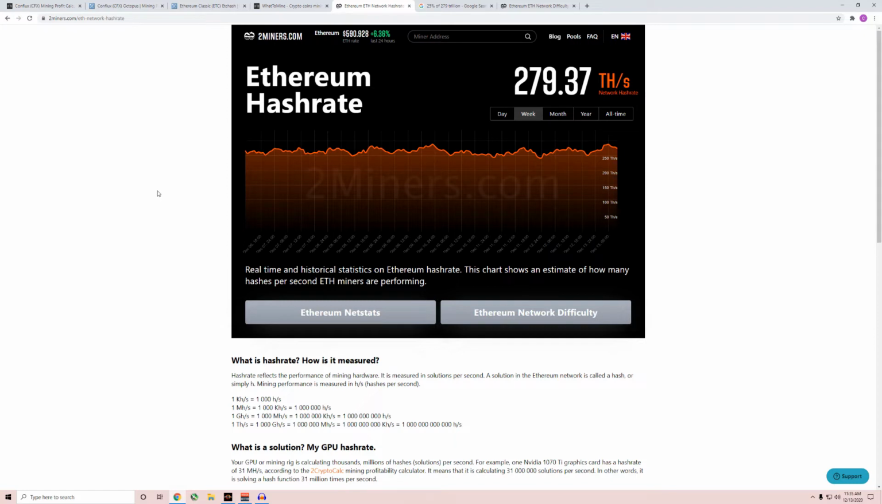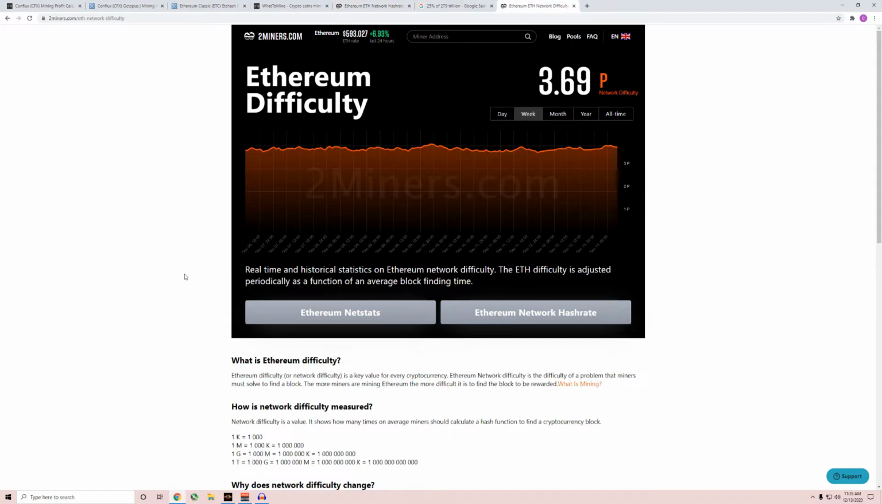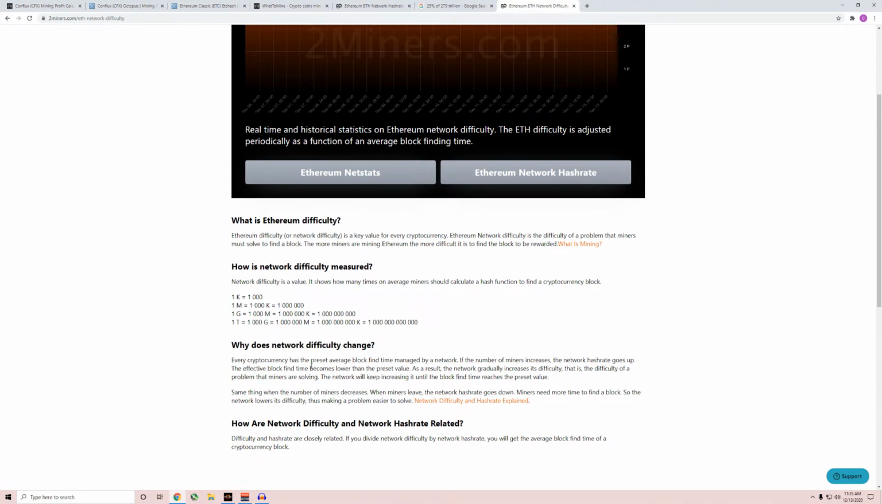Now, how that affects difficulty is right here. Essentially, every cryptocurrency has a preset average block find time managed by the network. So the average time for a block being found is always set to a certain time frame. If the number of miners increases, the network hash rate goes up. As we saw previously, that's everybody's hash on the network. And the effect is that block find time becomes lower than the preset value. As more hash goes to a network, everybody's working more, and it drops the block find time, so you're finding blocks quicker.